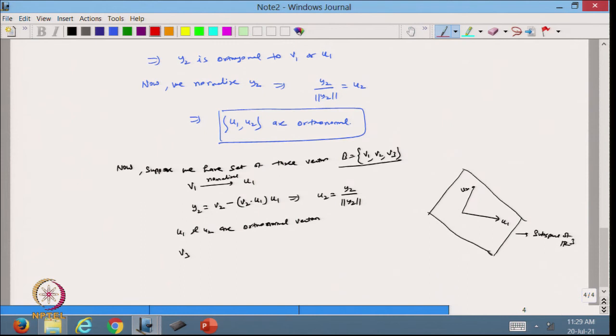So, from here I can write, now we know that since v1, v2, v3 are linearly independent, it means that they cannot be coplanar; all 3 cannot lie in the same plane. It means that v3 cannot lie in the plane spanned by v1 and v2. So, this is my u1 and u2 and I can extend it to v1 and v2, no problem. Suppose this is my v1 and this is my v2. So, my v3 cannot be in this plane.